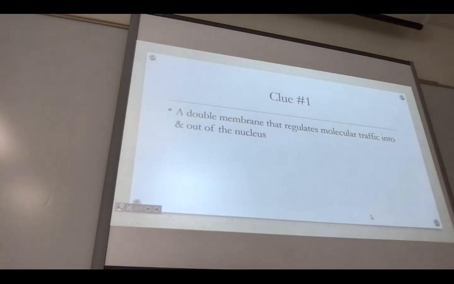Here we go. So number one, double membrane that regulates molecular traffic into and out of the nucleus. I'll give you all about 30 seconds for each of these, and then we'll move on to the next one. All right, number two.